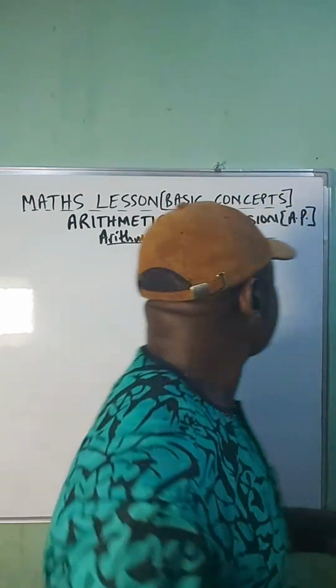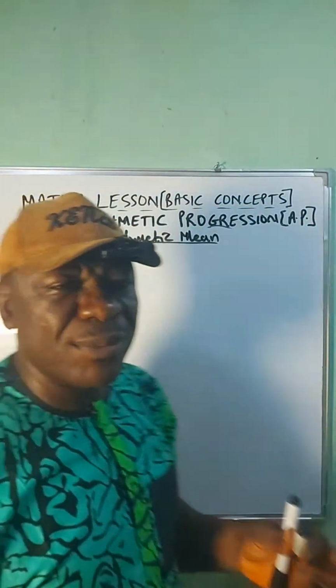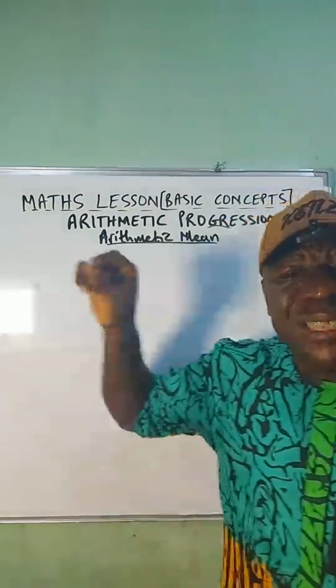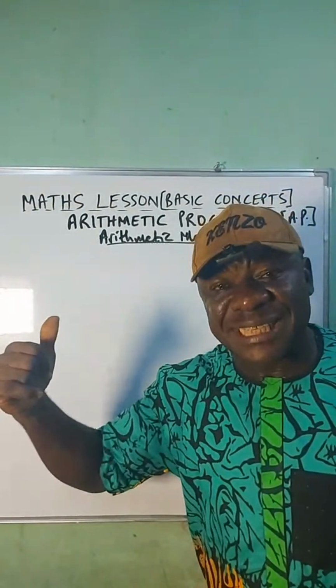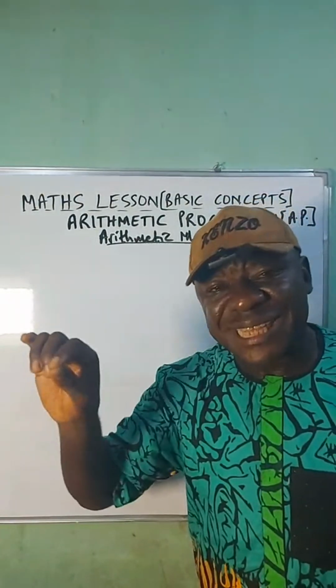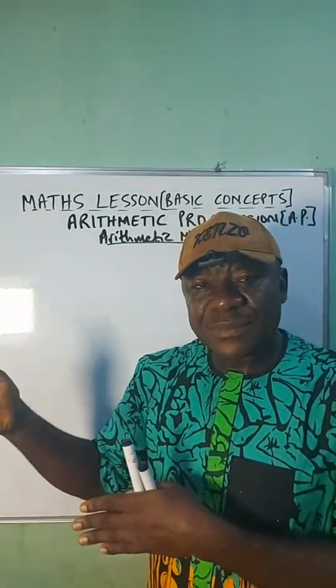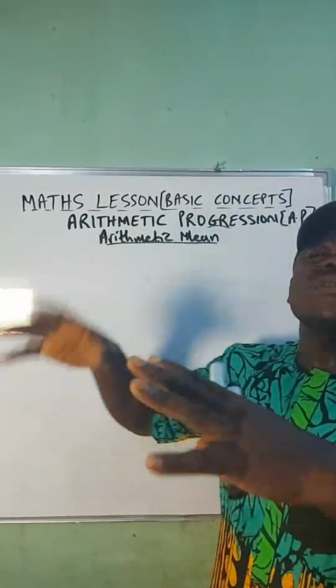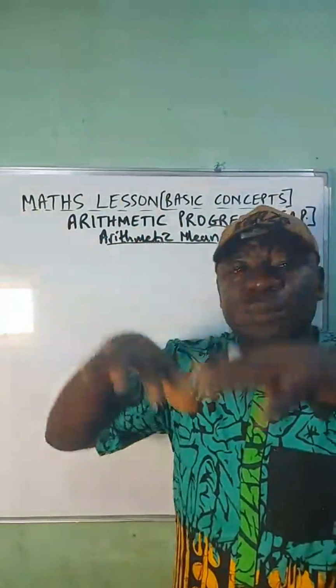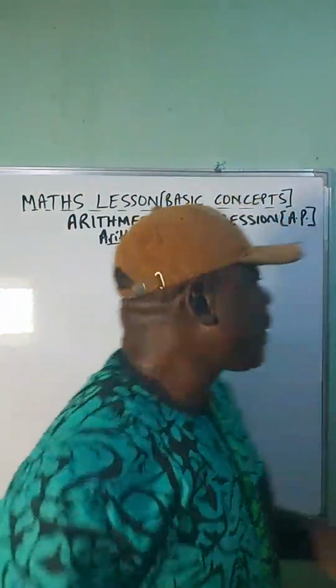So let's proceed. I want to look at the arithmetic mean. The arithmetic mean is just like the ordinary mean we know, which comes in statistics, what we call a measure of central tendency or measure of central location. We are talking about mean, mode, and median. So the arithmetic mean here is just the average, which is the sum of all the numbers.